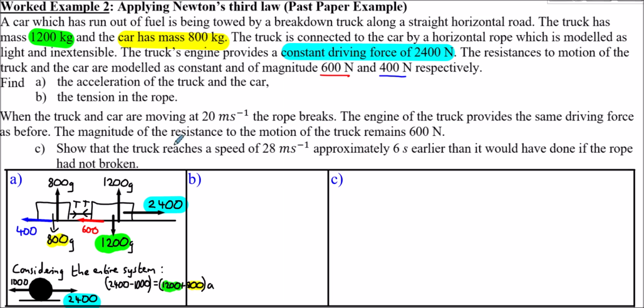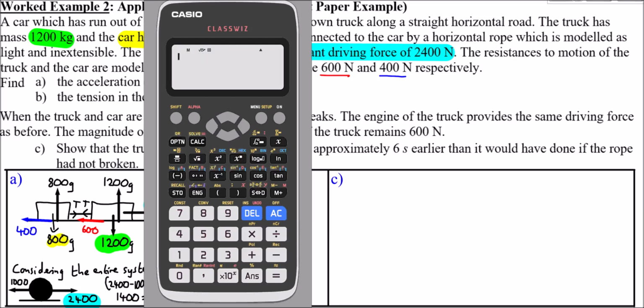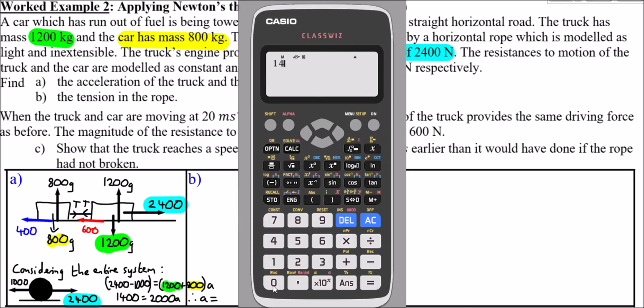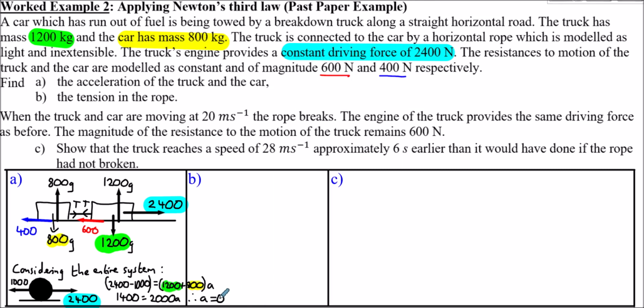So if we just neaten this up a bit, 2,400 minus 1,000, that's 1,400. So 1,400 equals, well, 1,200 plus 800 is 2,000. So 1,400 equals 2,000a. Therefore, we can rearrange this by dividing both sides by 2,000. The acceleration will be 1,400 divided by 2,000, which gives us 0.7 meters per second squared.